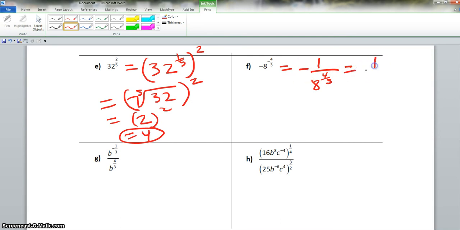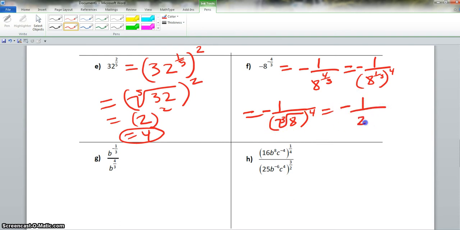So now we will have 1/, we will separate this. This would be 8 to the 1/3 power to the 4th power. So this will give us 1/, well actually it's supposed to be negative. Be negative 1/, the cube root of 8 to the 4th power. So it'd be negative 1/, the cube root of 8 is 2 to the 4th power. So this would end up being a negative 1/16. And that is our final answer.